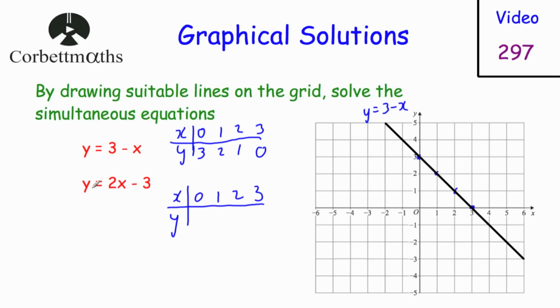So what I'm going to do is to find y, we do 2 times x and we take away 3. So we're going to times all these numbers by 2 and then take away 3. So let's start off with 0. 2 times 0 is 0. Take away 3 would be minus 3.